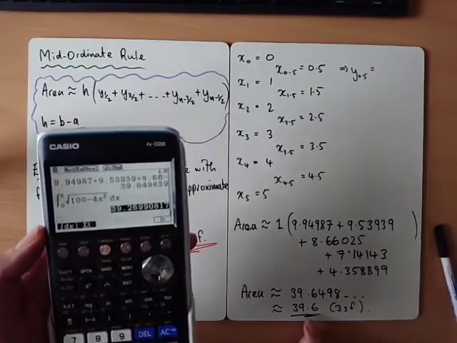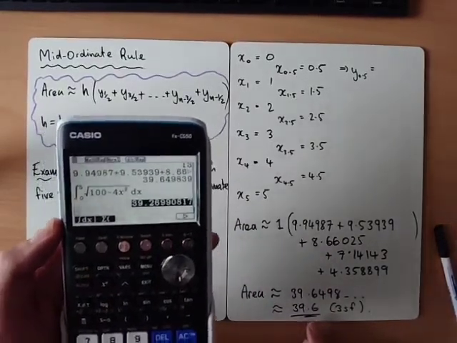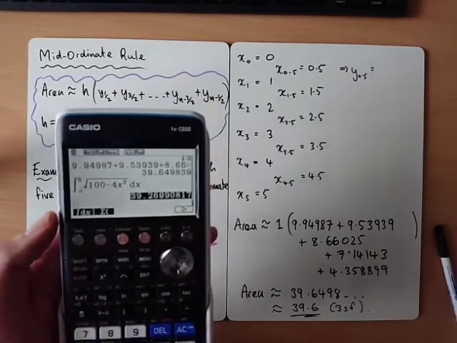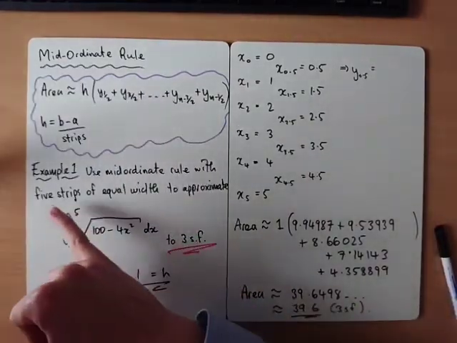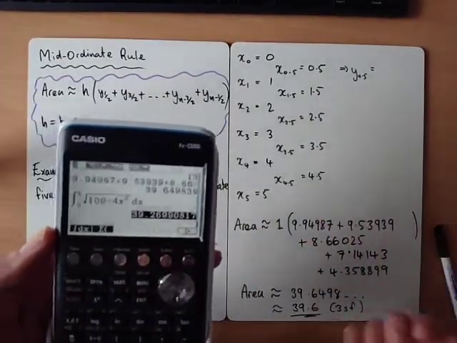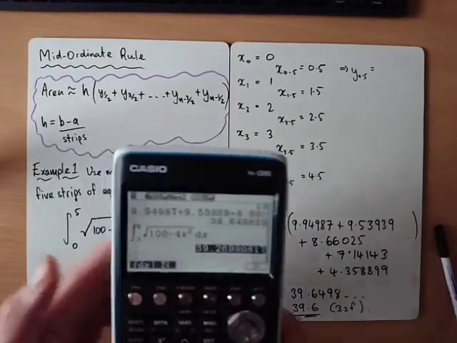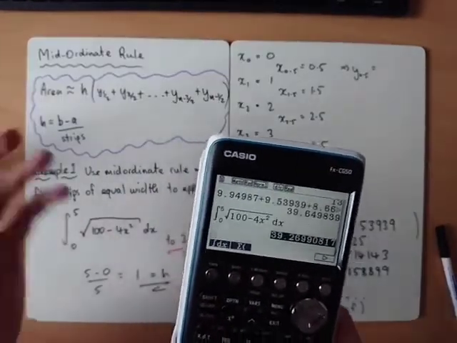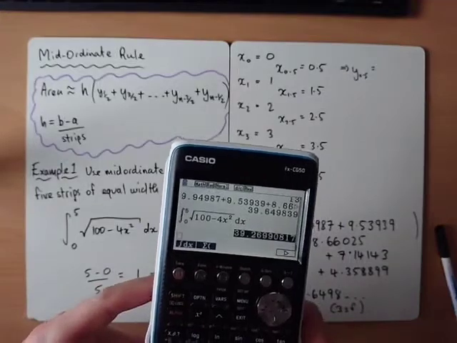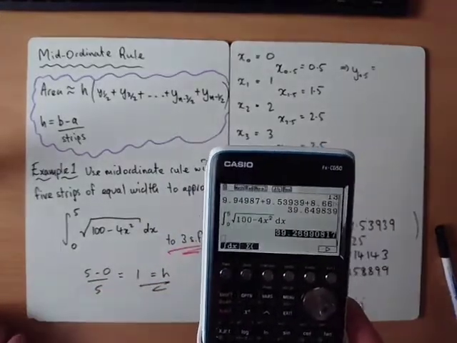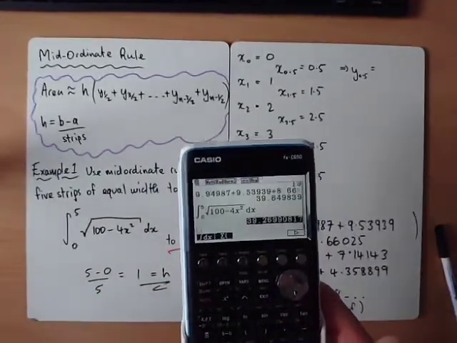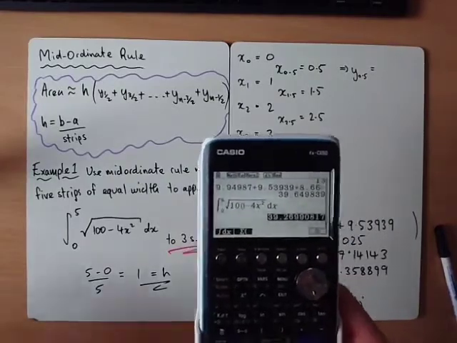We got 39.6. It's not a brilliant estimate, but don't forget, literally all we've done is chopped it up into 5 rectangles, 5 strips. If you wanted to make it more accurate, you could just use more strips. After we've maybe practiced a couple of these, we'll look at the next technique, which is called Simpson's rule.